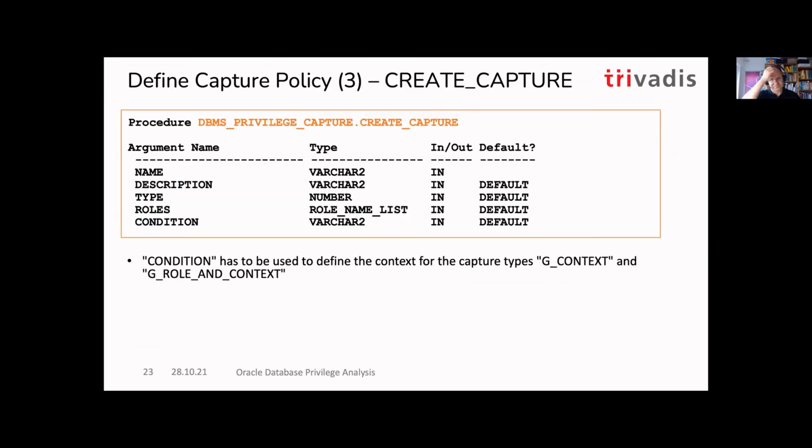Okay. This is a procedure, DBMS_PRIVILEGE_CAPTURE.CREATE_CAPTURE. Provide a name for the policy, description. Type is one of the lists we had on the slide before. Roles, list of roles, and the condition is then the context. Let's see some examples.